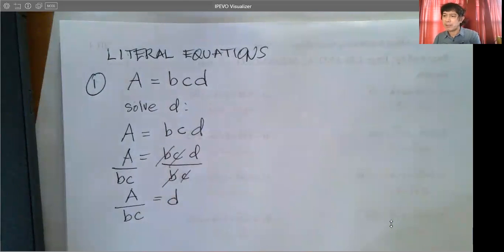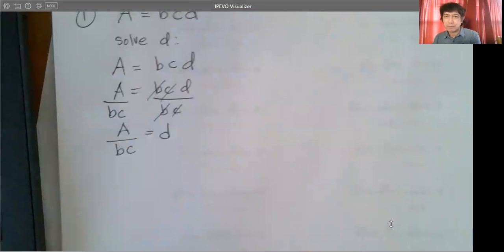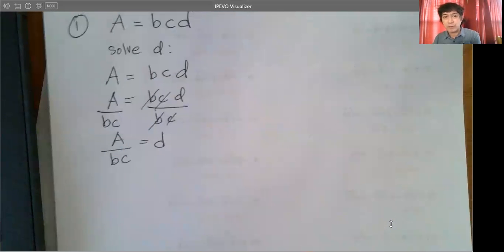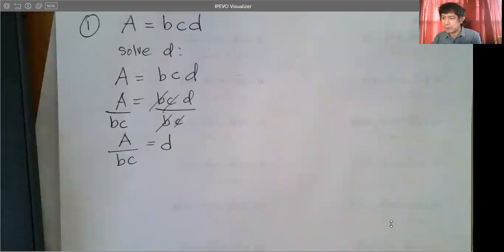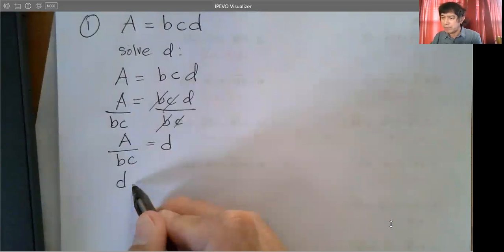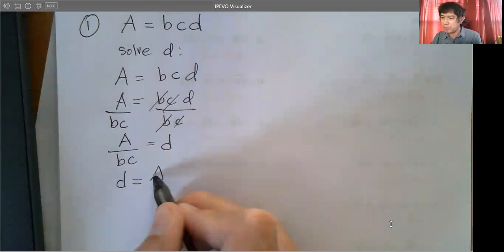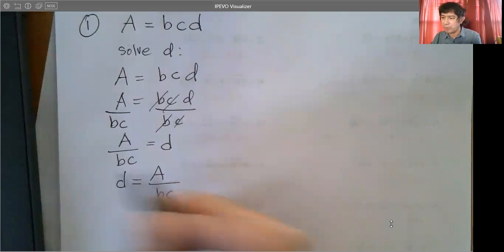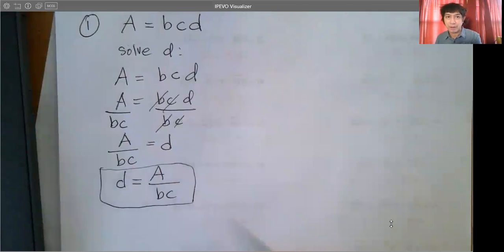So the final answer shall be written such that we have to use the symmetric property here. The small d will have to be written at the left side, and you have this equal to A divided by BC. This must be the required equation there. All right, let's have another one.